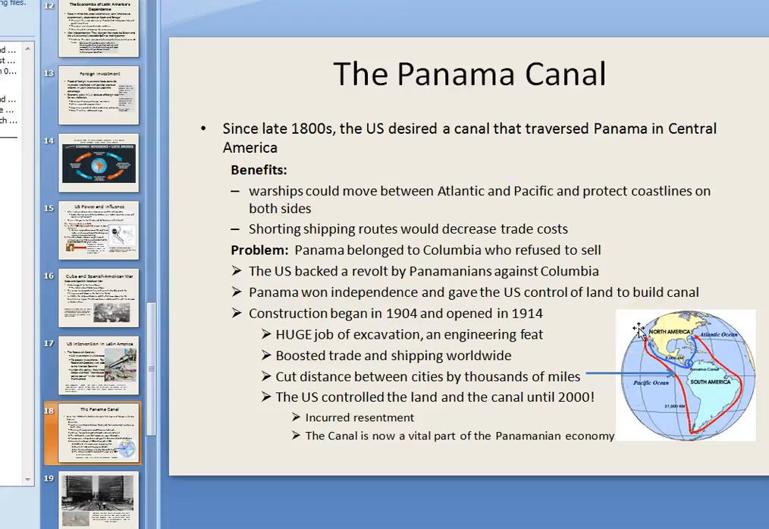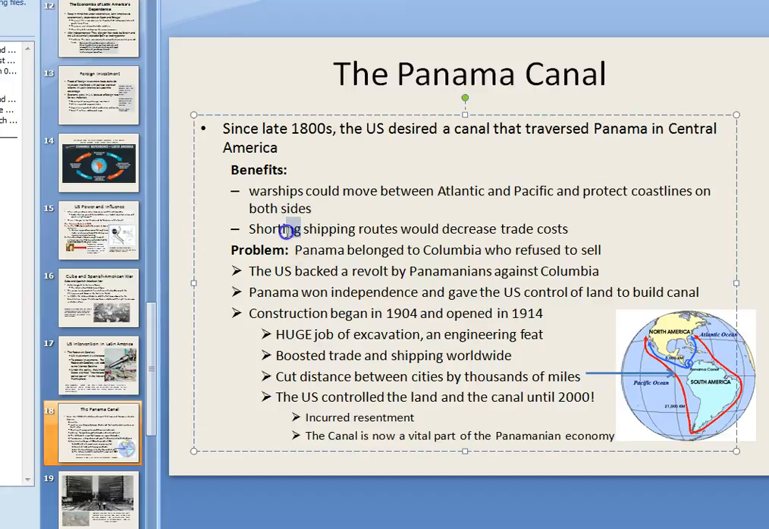We're going to look at the Panama Canal. Since the late 1800s, the U.S. desired a canal that traversed Panama and Central America. The benefits of this would be that warships could move between the Atlantic and Pacific and protect coastlines on both sides. It would also shorten shipping routes, and that would decrease trade cost. Of course, building the Panama Canal was a monumental and expensive task.